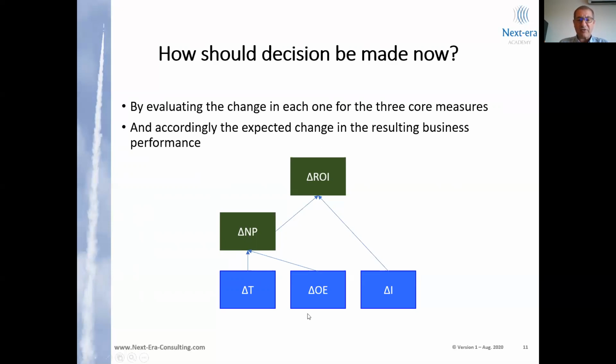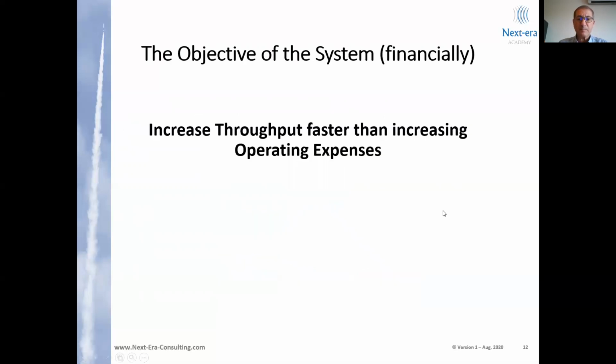We can evaluate each decision by estimating the effect it will have on each one of these three measures. And by knowing the effect on throughput and OE, we can calculate the effect on net profit. Knowing the effect on I, on the investment, and net profit, we can calculate the effect on return on investment. Financially, any system needs to thrive to increase throughput faster than increasing operational expenses. This is what should be the financial target, because if throughput grows faster than OE, then profits and profitability will grow as well.